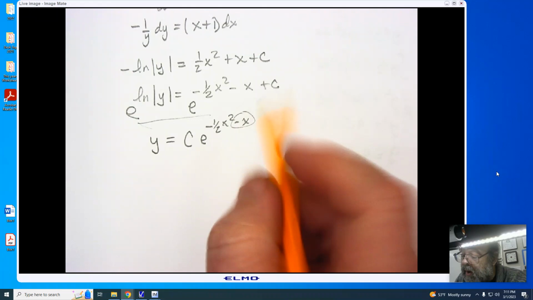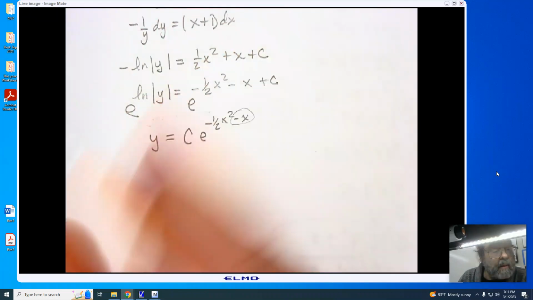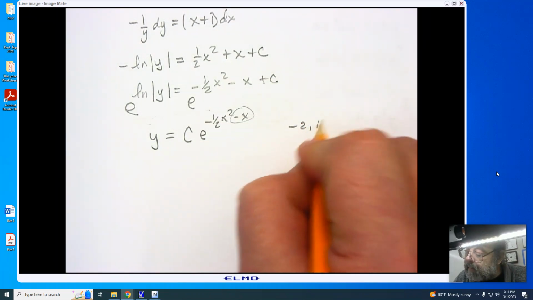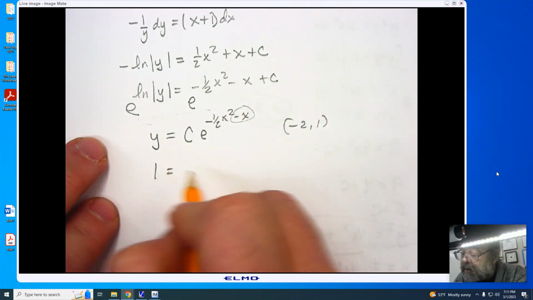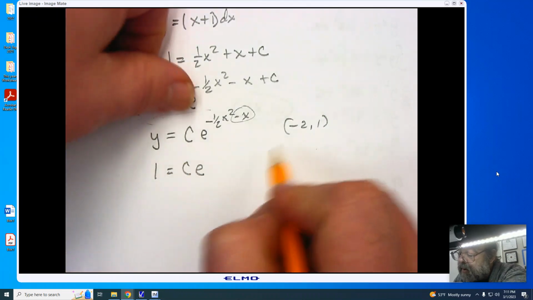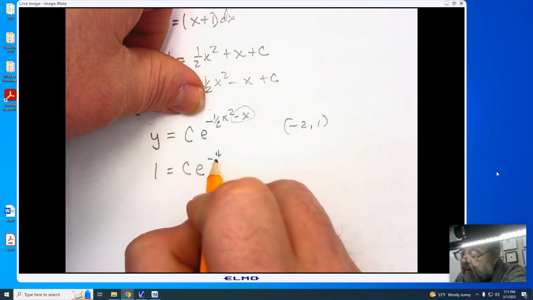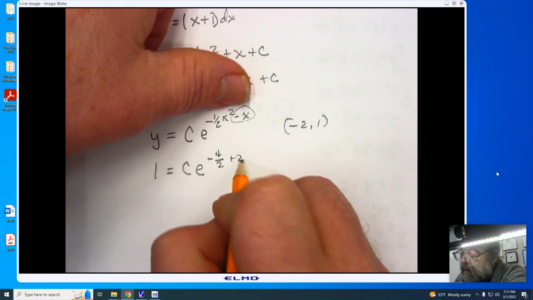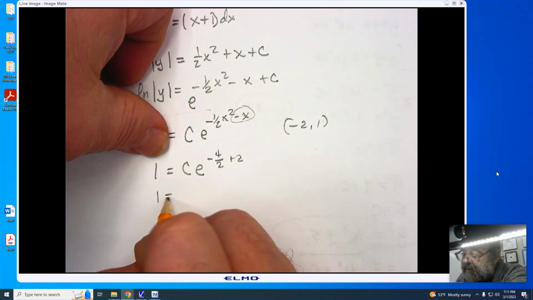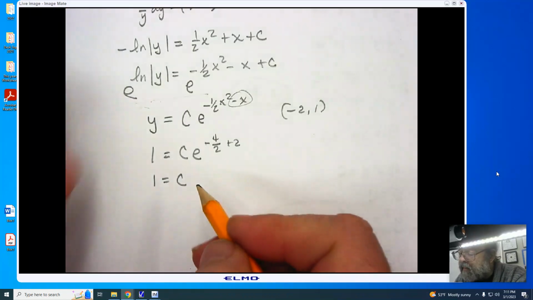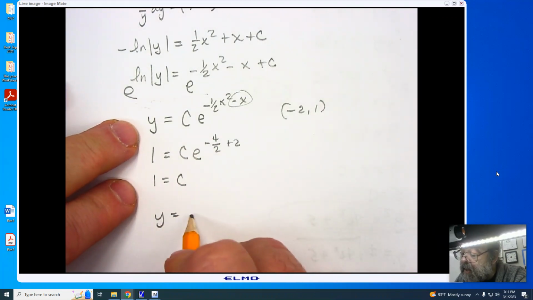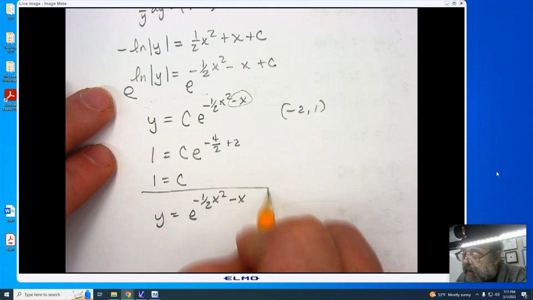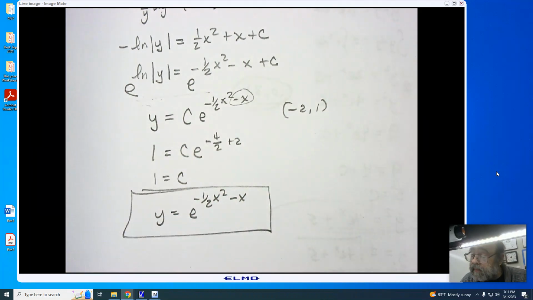All right, this will now allow me to plug in my point. The point that they're giving us is negative 2, 1. So I have 1 equal to Ce to the negative 4 divided by 2, and I have plus 2. This is giving me a 0, so that C equals 1, and I'm now going to put that in as y equals e to the negative 1/2 x squared minus x. And that's the solution that I'm looking for.